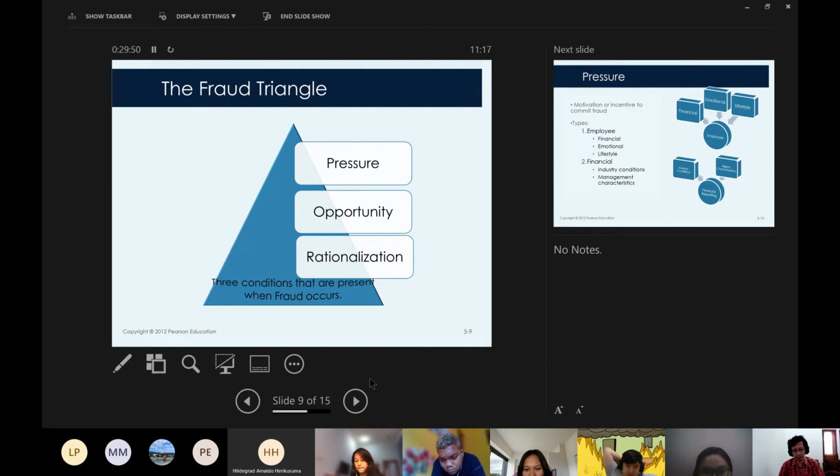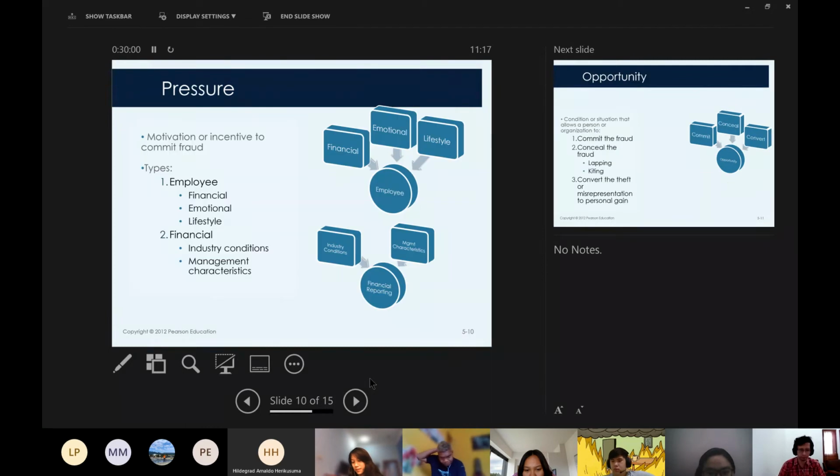That's why people committed fraud. This theory is called the fraud triangle. Fraud could happen because of pressure, opportunity, and rationalization. Okay, let's start with pressure. Pressure is the motivation or incentive to commit fraud.